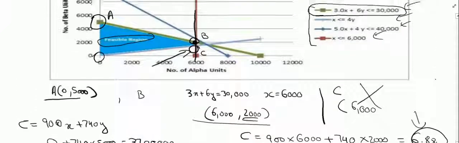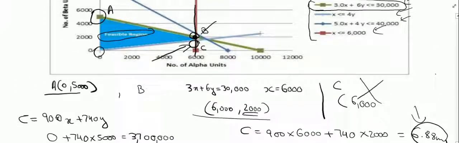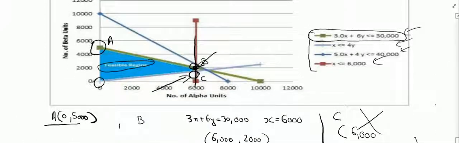Well, for this I need to identify point B. Point B is over here, which is the intersection of the green and the red line. And the green line, what did this green line's equation represent? The green line's equation represented labor hours. And since I have limited labor hours, I have utilized entire labor hours. Since I am at the boundary of green line, I have used all my labor hours. I cannot produce more than this.